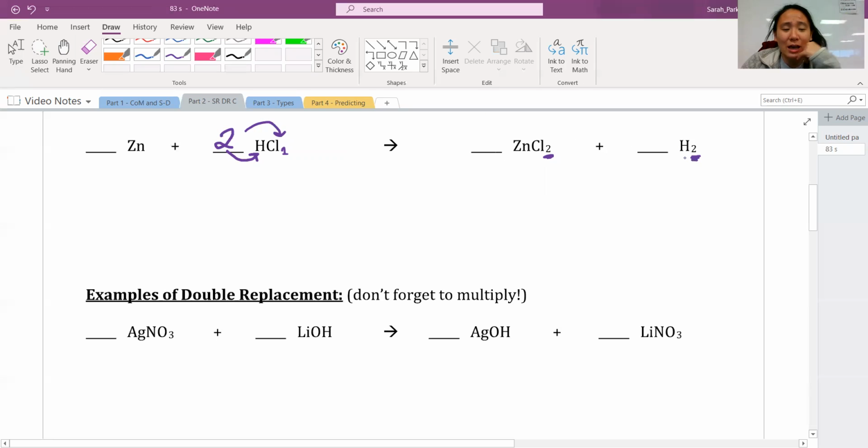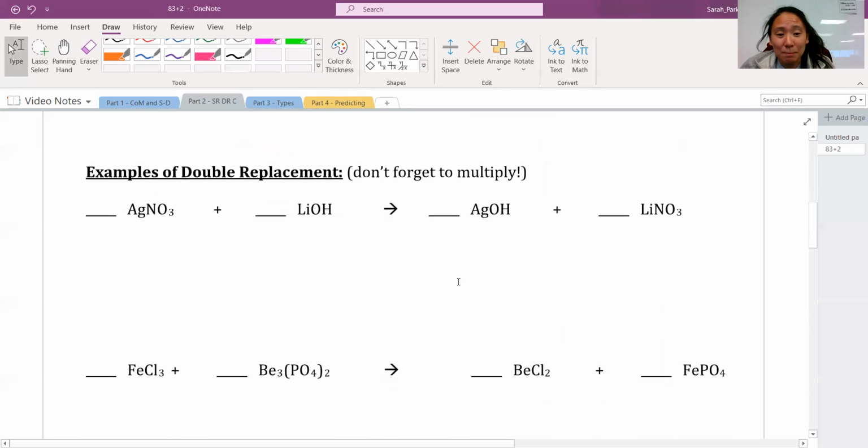So you do another quick check. I have 1 zinc on each side. I have 2 hydrogens on each side. I now have 2 chlorines on each side. And now this is already done. So it's blank, 2, blank, blank, or you can always throw in some 1s if you would like. Okay, not mandatory, right? So now let's get to even more complex problems.